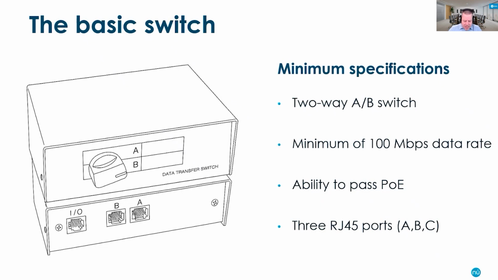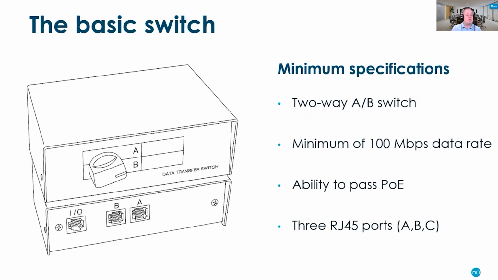Now, at its basic mode, you can get this simple AB switch. This allows you to switch both devices in and out of that single Connect module or to the other Connect module as needed. But the main thing you need to understand is it has to have a minimum of 100 megabits per second data rate, ability to pass PoE, and the main thing, it's not listed here, it should be, is no packet manipulation. We want these data packets to effectively transit through this switch as quickly as possible. No manipulation, no changes. We don't want any latency.